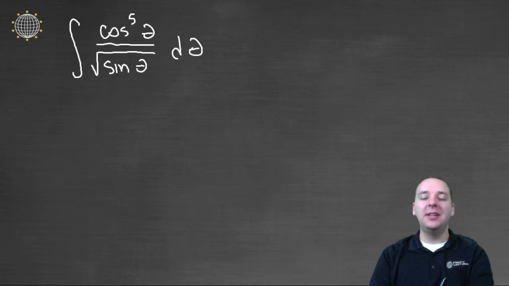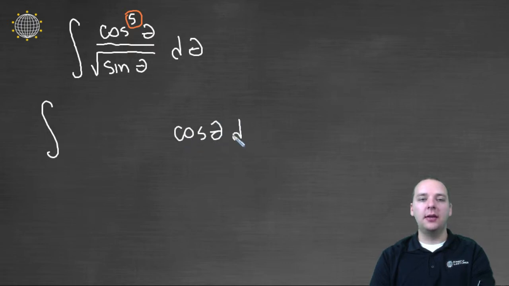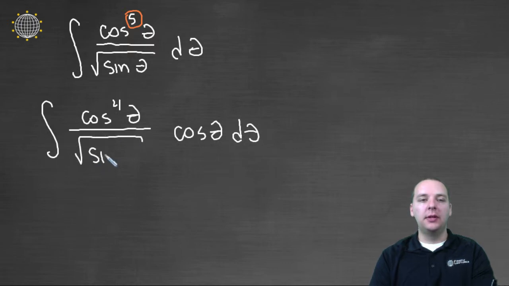Now, how do we decide who's who? How do we decide who we're going to save to be the du and which function is going to be the u? Well, the idea was to save the term who has the odd power, and we'll talk about why that's the case. So this guy has an odd power, cosine to the fifth. So the odd power is going to be the term that is saved at the end of the integrand. So we'll write cosine of theta d theta. And then our remaining integrand would be cosine to the fourth of theta divided by the square root of sine theta.